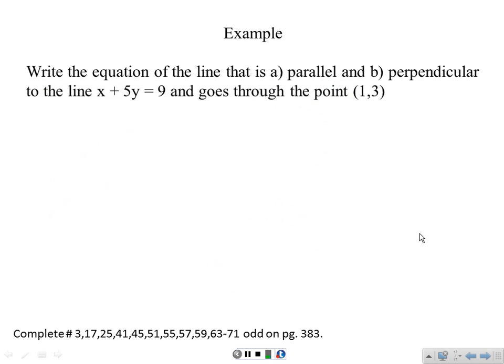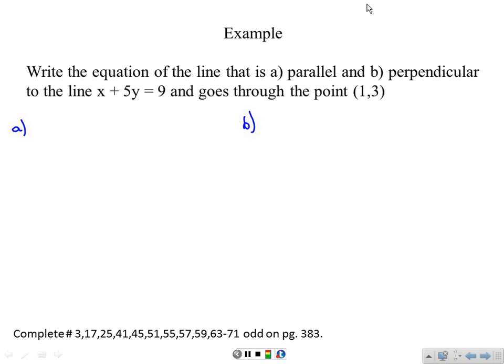Alright, last one. Write the equation of the line that is A parallel and B perpendicular to this line, x plus 5y equals 9, and goes through the point 1, 3. So we have two different problems on this slide. We have A, we're going to find a line parallel, and then B, we're going to find a line perpendicular.